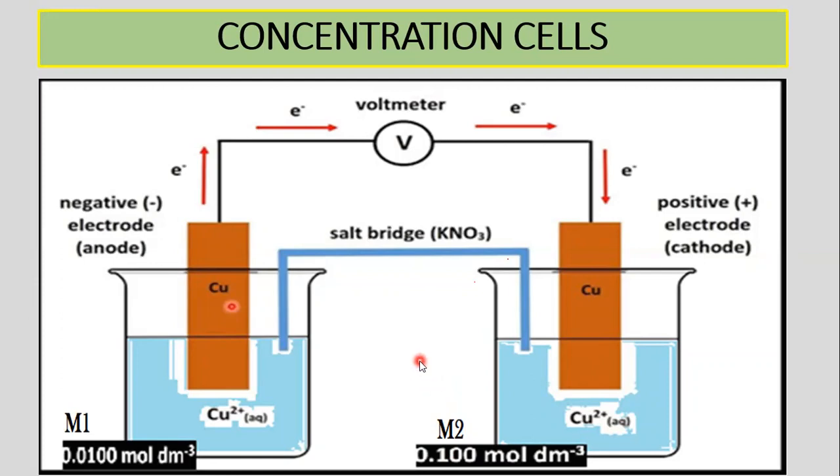So here, which will act as anode and cathode? The half cell in which the lower concentration of electrolyte is taken will act as the anode, giving out electrons to undergo oxidation reaction. Whereas the other half cell having the higher electrolyte concentration will act as the cathode electrode, which gains the electrons.